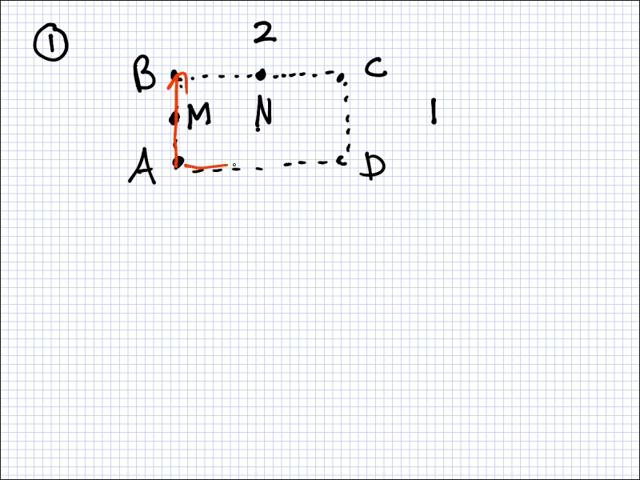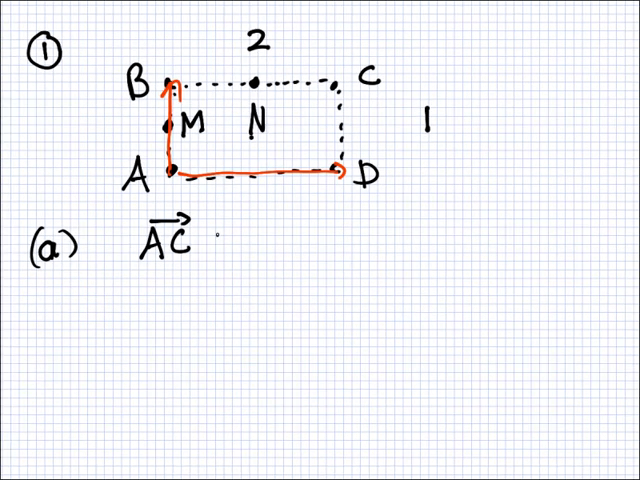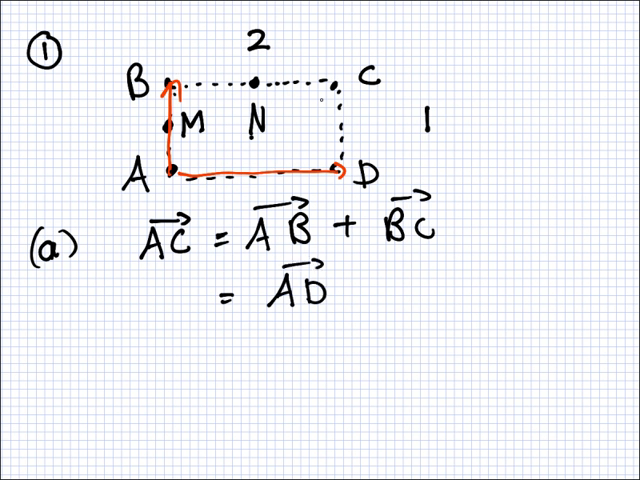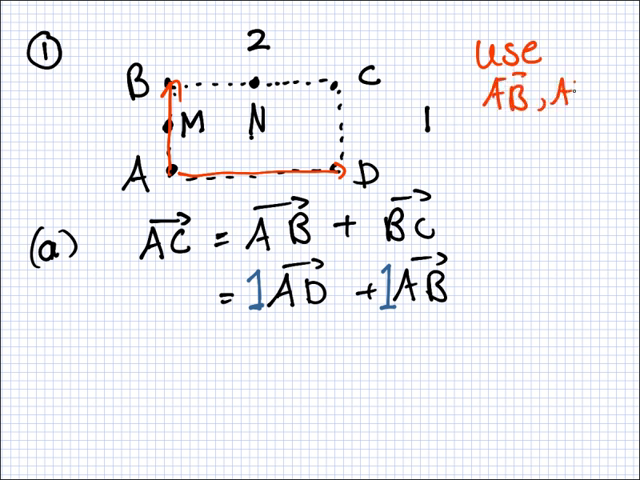So there's AB, and there's AD. Okay, and the first one, as an example, is AC. Now, what you can do with vectors, well, you know this from physics and maths, you can add them. So the vector A to C is the same as the vector A to B plus B to C. A to B is good. B to C is the same as A to D. They're the same vector, BC and AD. So what I've done, I've said the vector AC is the same as 1AD plus 1AB. Because my question is, I want to write, use AB and AD for all vectors. So the first one was AC.